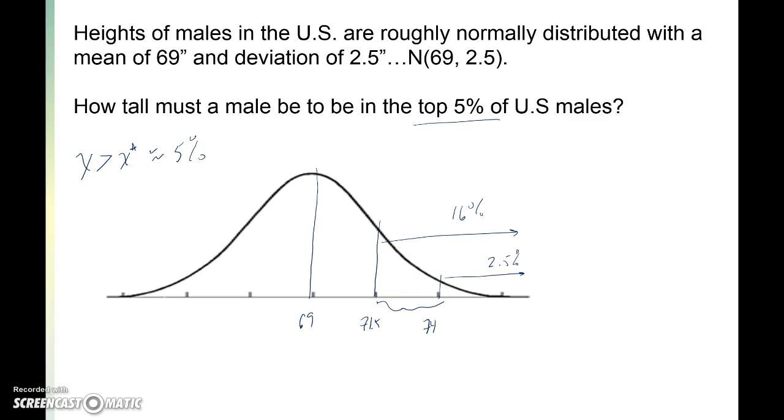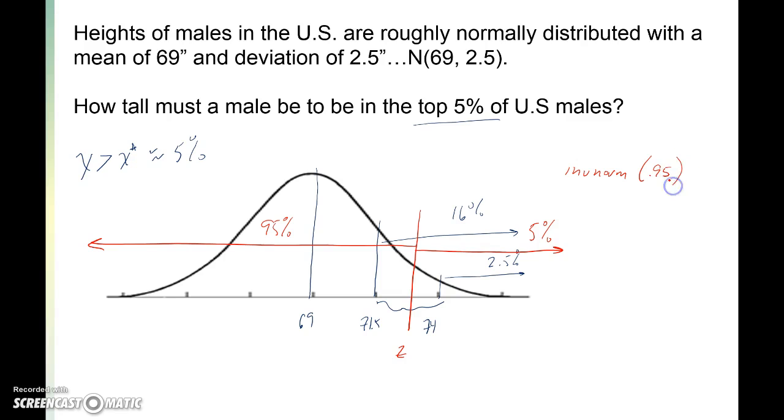All right, so we want the top 5%. So let's go ahead and mark that out. We want some value here where above is going to be 5%. Okay. Now again, I'm going to use my inverse norm command. Now remember, the inverse norm wants to know the area that is below. Well, the area that is below with 5% above is 95% below. So that is what I have to put into my inverse norm command. Okay. So I'm going to go ahead and put that into my calculator.